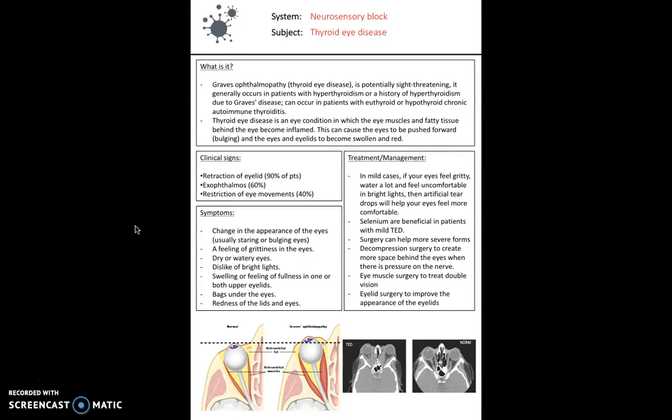In terms of treatment for this case, there are quite a few options you can go down. So surgery can help most severe forms. Also decompression surgery is quite commonly used in order to create more space behind the eye, which is when it's putting pressure on the optic nerve. And also in mild cases, it's not always necessary to have any kind of surgery. Simply drops for your eyes will help your eyes feel more comfortable.